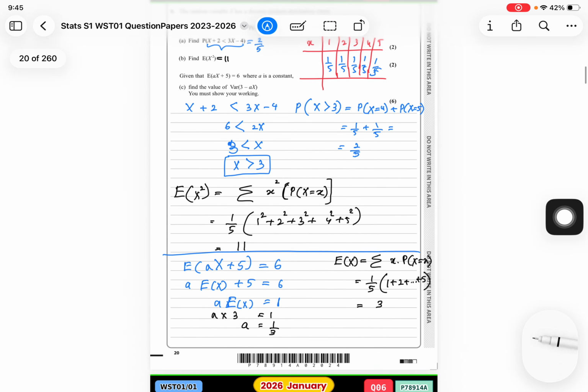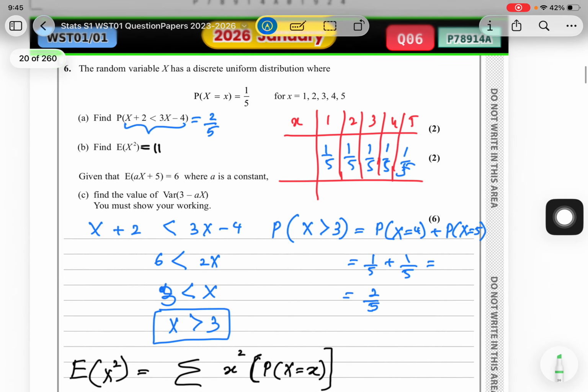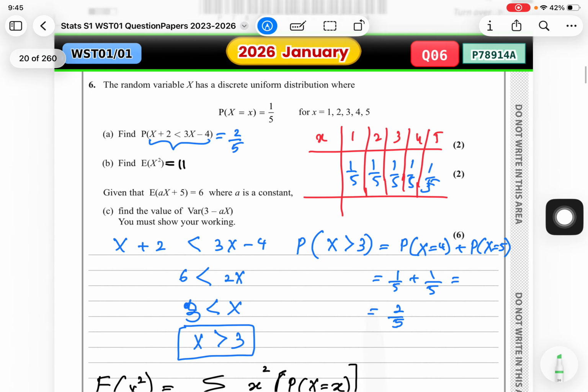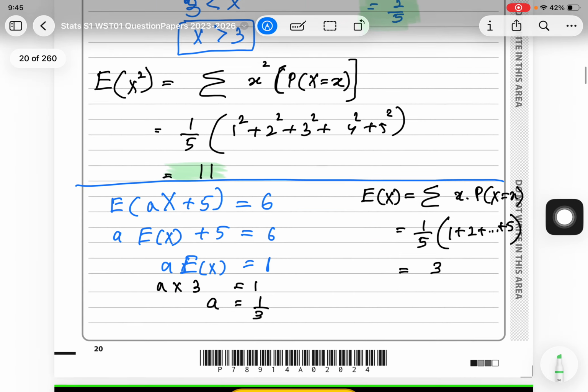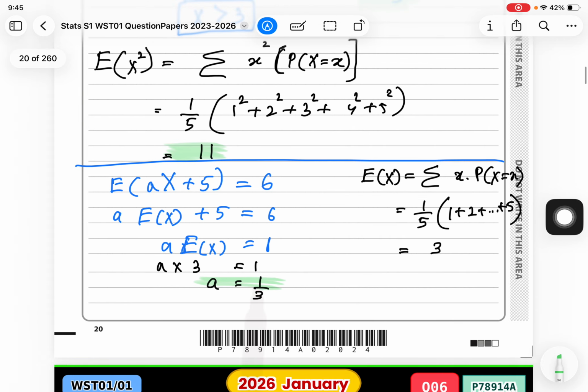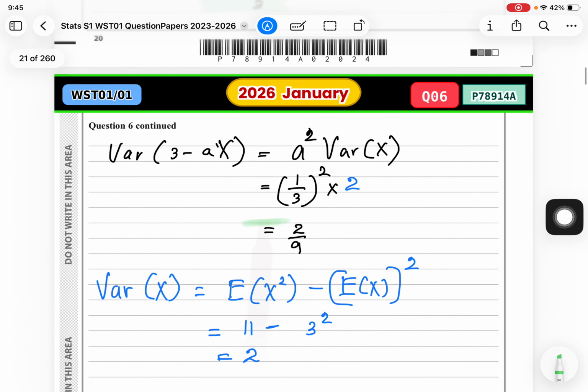This is a pretty straightforward question which you can easily get marks for. We know one answer was this, E(X squared) was this, a was this value, and the other part was that we are getting this answer for this expression.